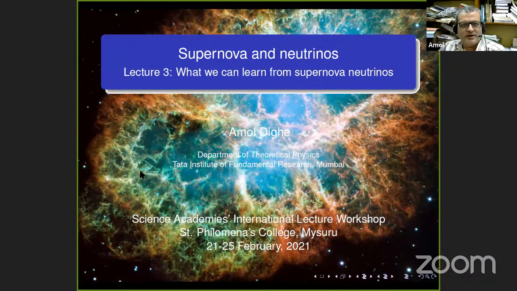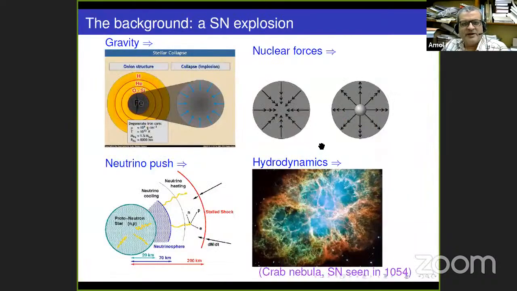Today, we will now go to slightly more practical aspects, which is what can we learn from supernova neutrinos. In order to understand what we can learn, of course, what happens to neutrinos, which is what we covered in lecture number 2, is going to be very, very handy. So we will use many of the results that we saw in yesterday's class, and we are going to proceed from there. So this is to remind you of what the background is.